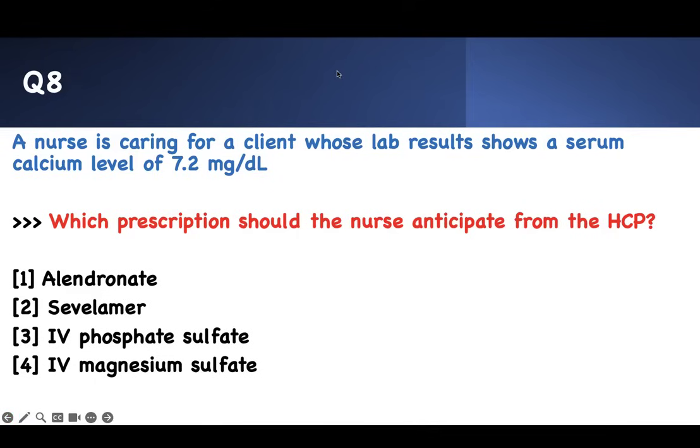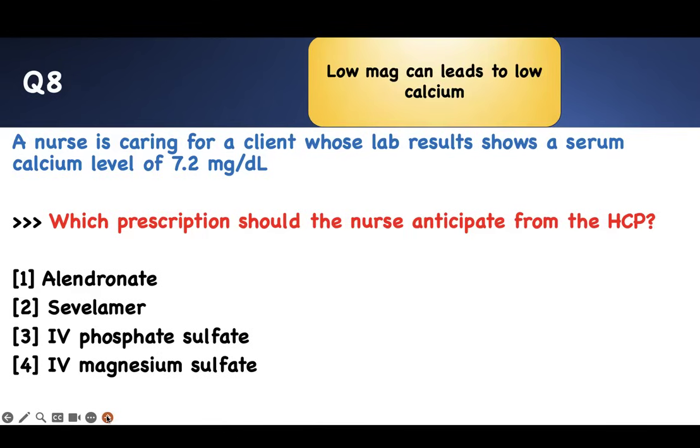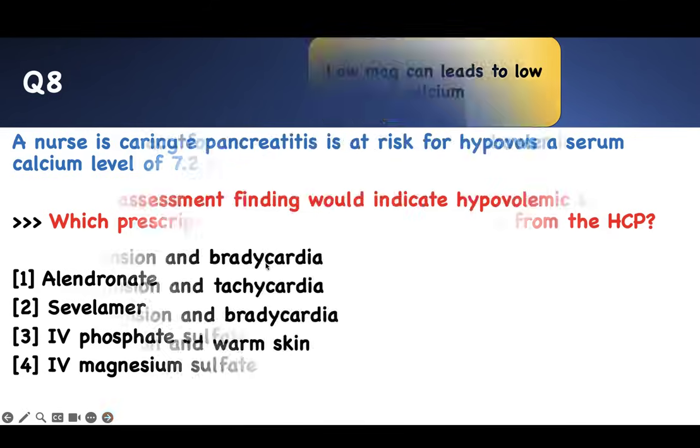A low magnesium can lead to a low calcium. So if I give you more magnesium, I can increase your calcium. This is a test-taking strategy. Even when you don't know something, you use strategy to pick out all the wrong answers, and you're left with that. This is how you answer questions that are difficult.